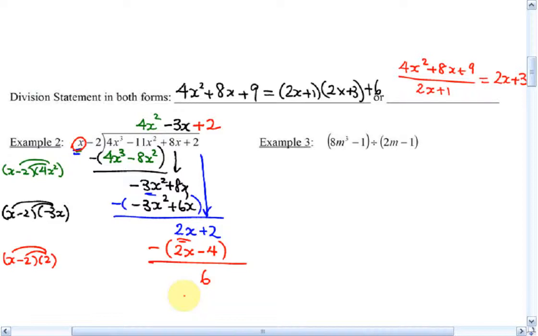Every remainder's been 6 just because. It doesn't always have to be 6. That's not my favorite number.